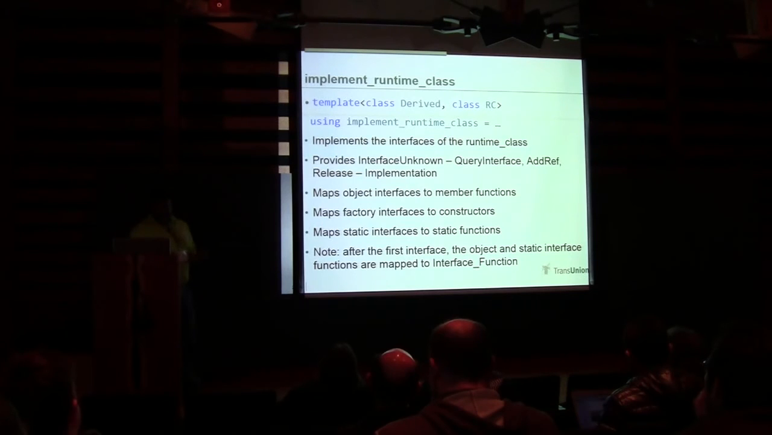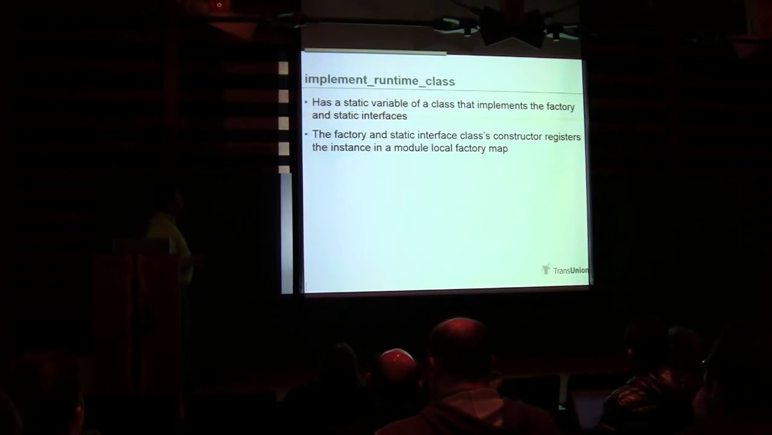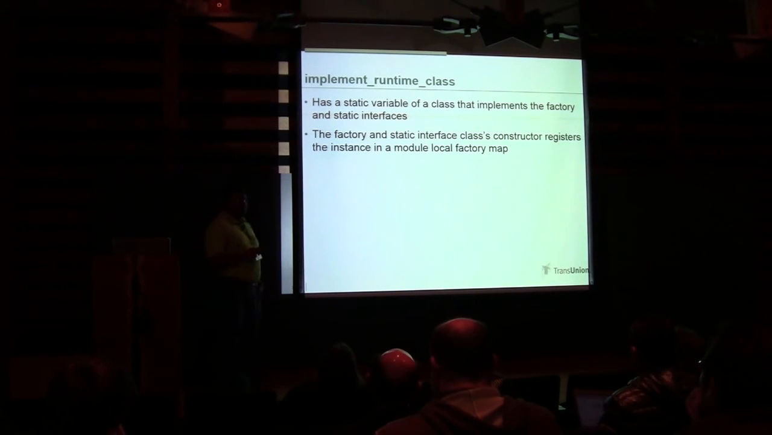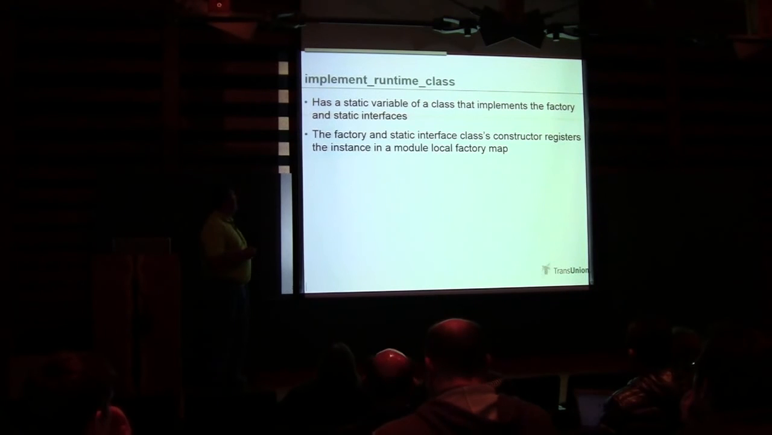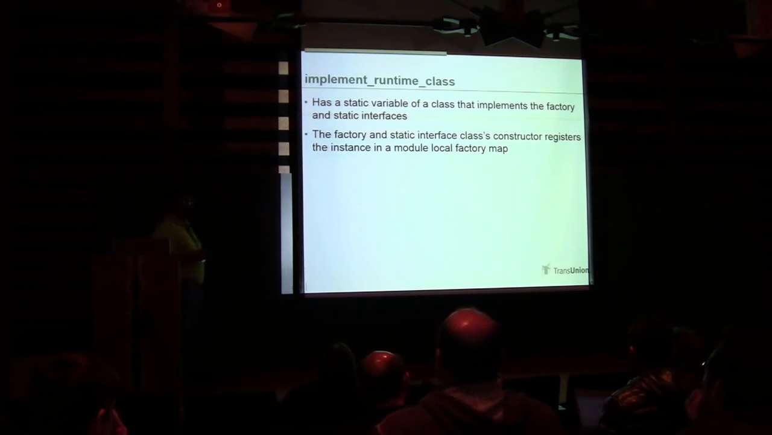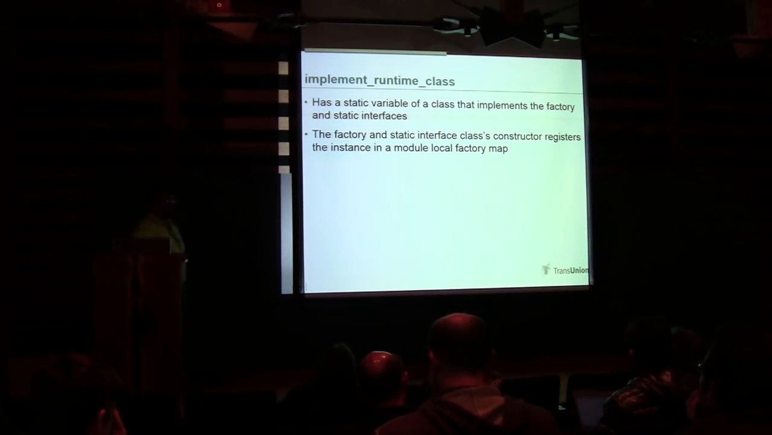Maps the static interfaces to the static functions. And then what it does, it has a static variable of a class that implements the factory and static interfaces. So the factory and static interfaces, their implementation is created as a static variable. And then it registers itself in a factory map saying, hey, if you're looking for a factory with this name on it, that's me.